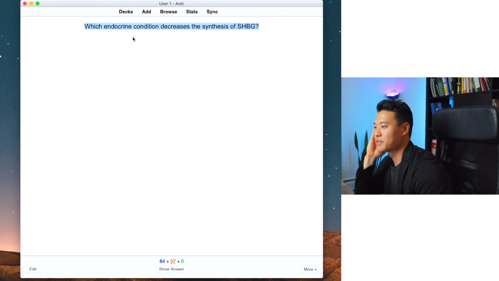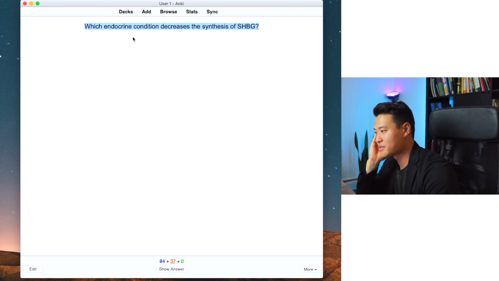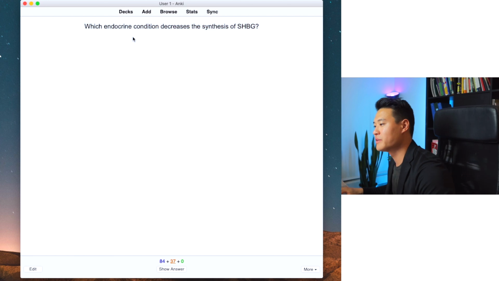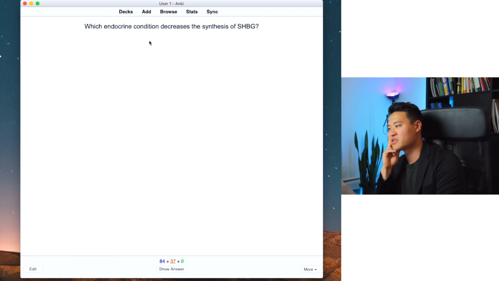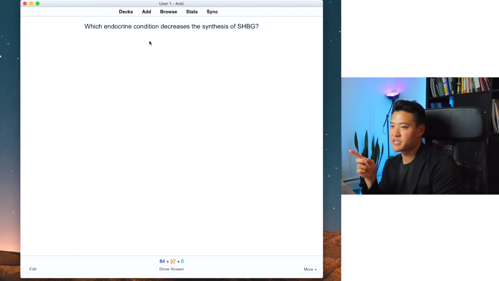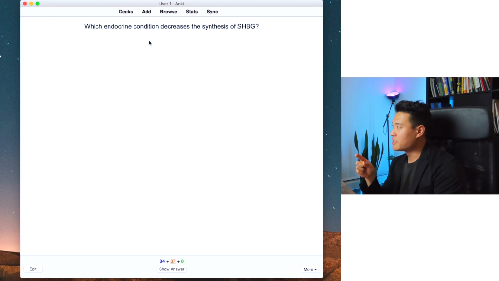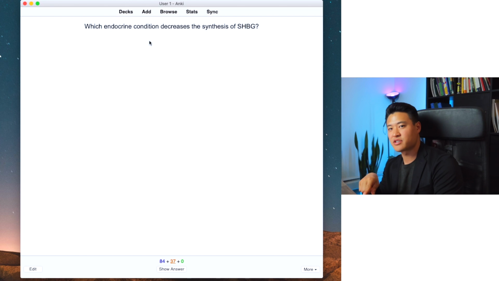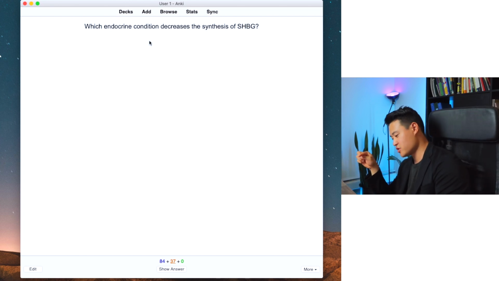Which endocrine condition decreases the synthesis of sex hormone binding globulin? All right, so sex hormone binding globulin is increased with estrogen. So any condition that decreases estrogen will decrease sex hormone binding globulin. What decreases estrogen?